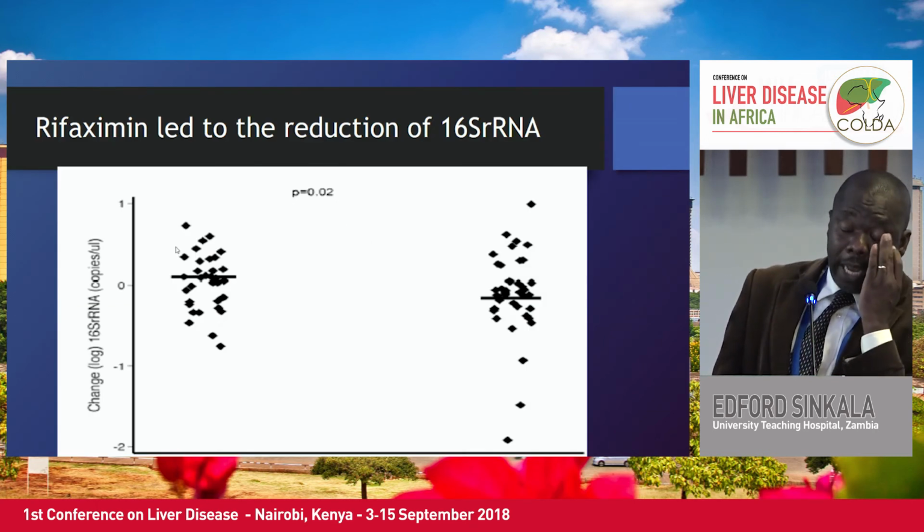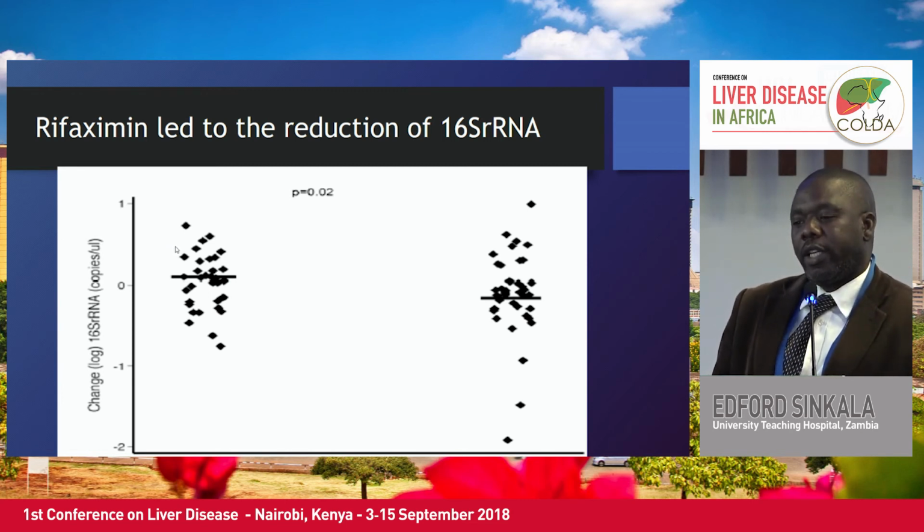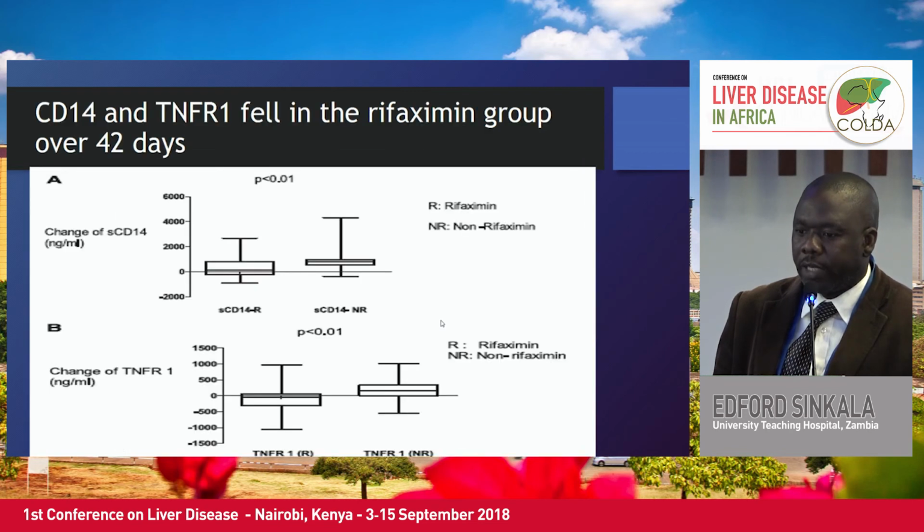We again analyzed the markers of translocation, and the marker of translocation which is quite direct is 16S RNA. We noted that after 42 days there was a reduction in the rifaximin arm, meaning that rifaximin did reduce the bacterial load in the gut in these patients over 42 days, and that was quite significant.